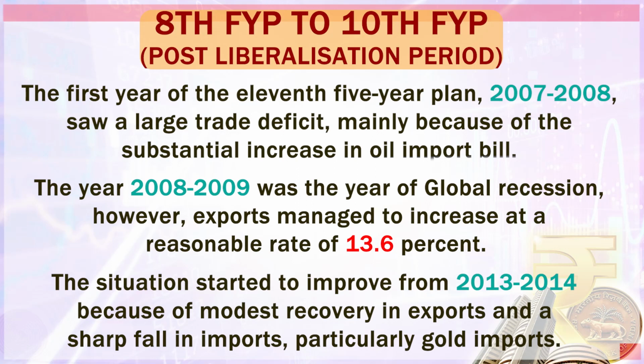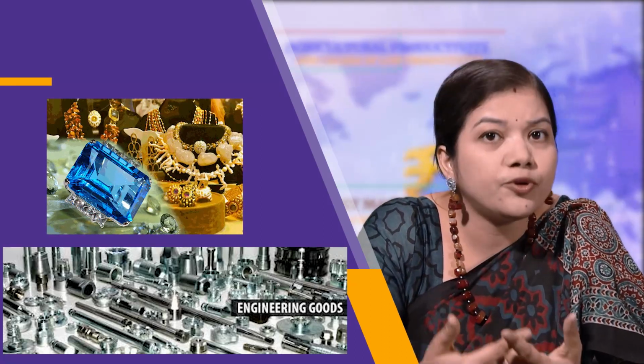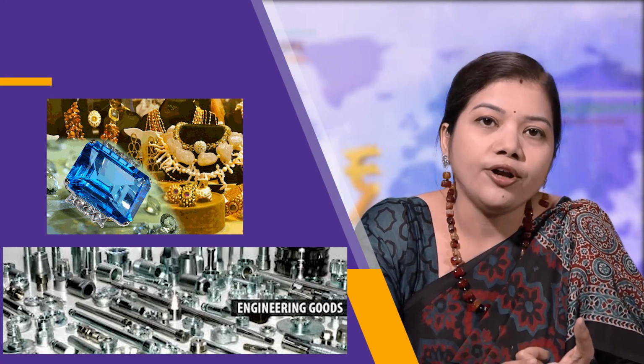From 2014 it started to improve, but again in 2015 and 16, export and import both decreased. And the reasons were, of course, in case of import, decreasing oil price bill, and in case of export, the falling price of oil and other non-oil commodities like engineering goods, gems and jewelry. Those export products of India either reduced in volume or in price.